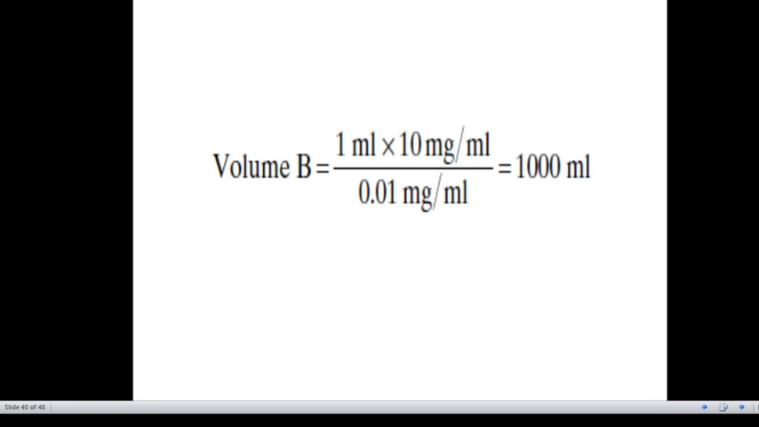To further clarify this, let's do a small calculation. Suppose 1 milliliter of a solution containing 10 milligrams per ml of dye is dispersed into chamber B. The final concentration in the chamber is 0.01 milligrams per milliliter. The unknown volume of chamber B can be calculated as volume B is equal to 1 milliliter multiplied by 10 milligrams per milliliter divided by 0.01 milligrams per milliliter, equal to 1000 ml.